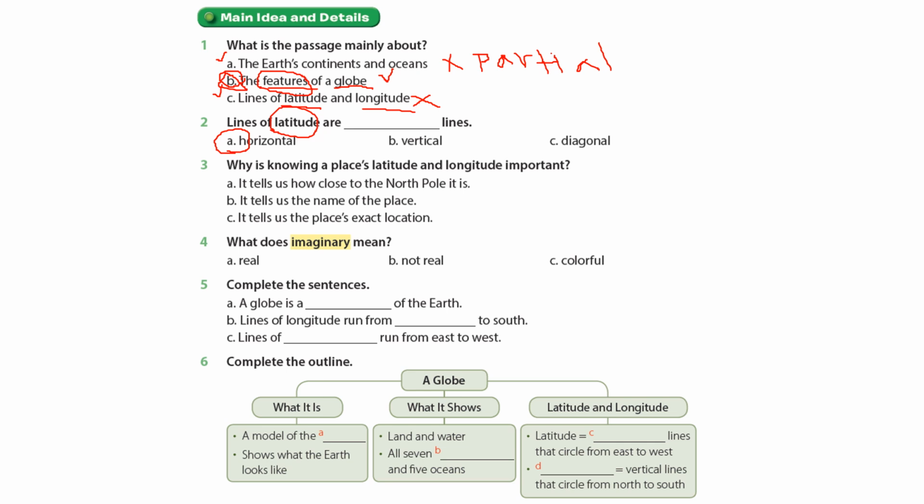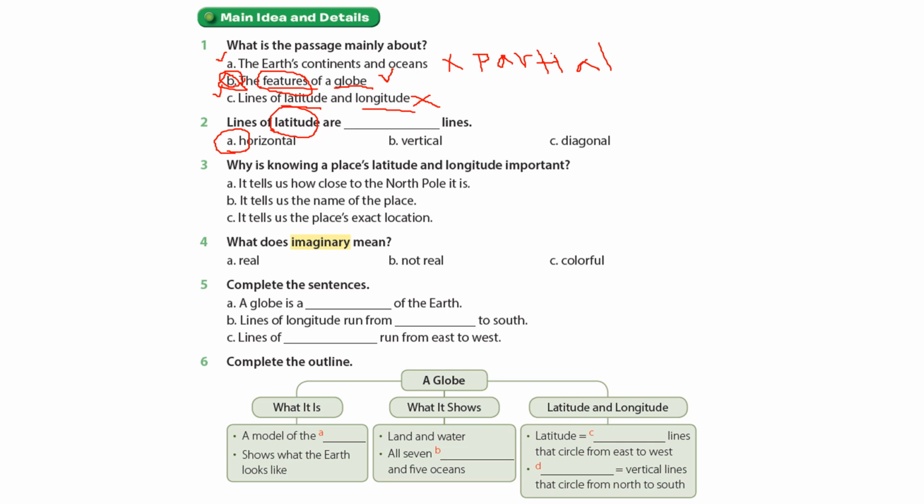Then what about question number 3? Why is knowing a place's latitude and longitude important? A, it tells us how close to the North Pole it is. Okay. B, it tells us the name of the place. Okay. C, it tells us the place's exact location. So what do you guys think?